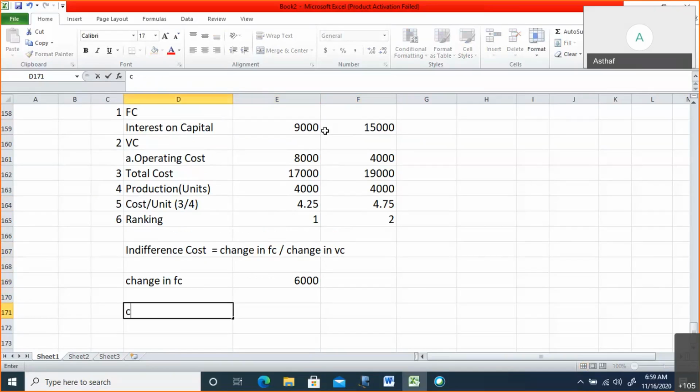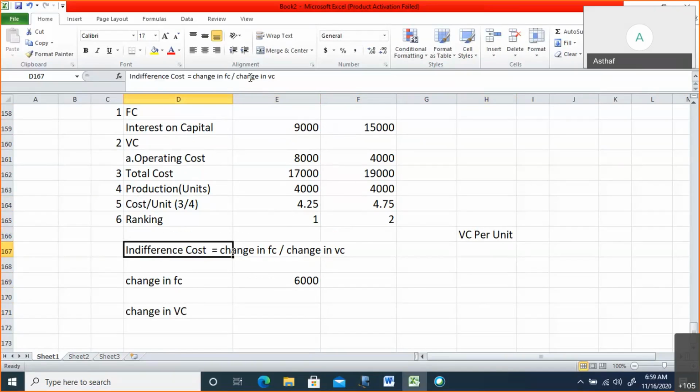What is the change in variable cost? This everyone should understand. You have to make it variable cost per unit only. For this analysis, you should find out the change in variable cost per unit. If you want, you can write here also change in variable cost per unit.